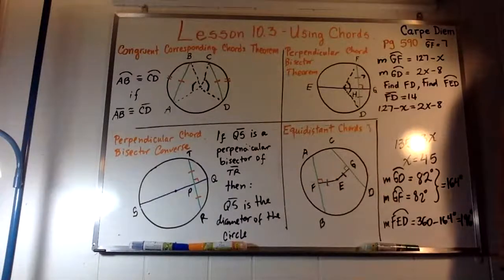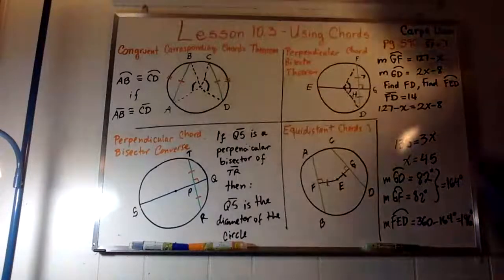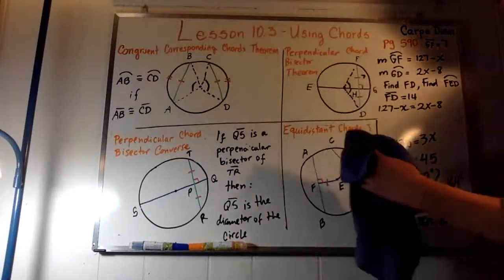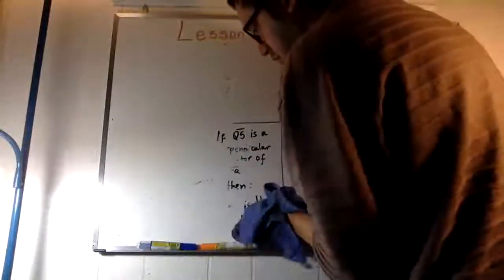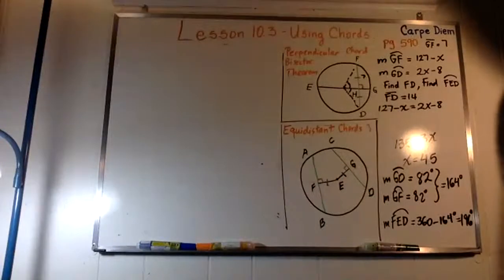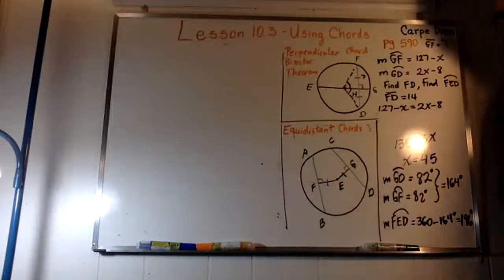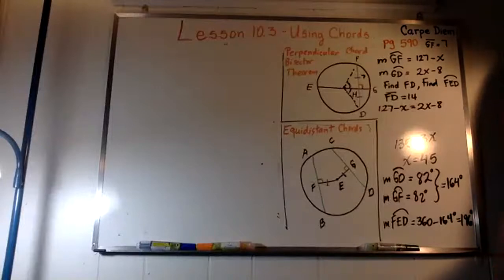So the second one is on page 592, and I'm going to keep this information. I'm going to erase this. All right. Let's see. Okay. So what information are we given in this case for page 592?